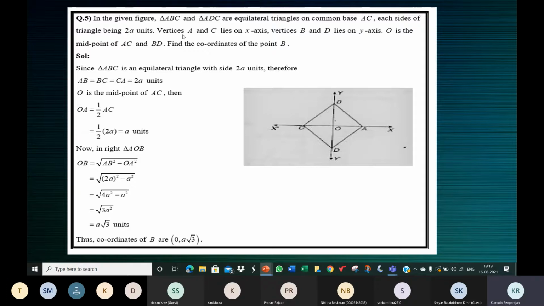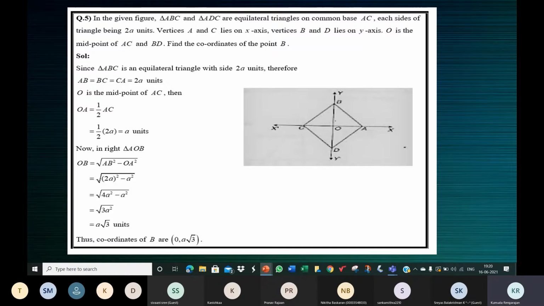Because we know that O is the midpoint of BD. So if OB is root 3a, OD also will be root 3a, but it's on the negative side of the y-axis. We are not asked to find the coordinates of D, but the coordinates of D would be 0, comma, minus root 3a. The x coordinate is 0 because the point D is located on the y-axis.